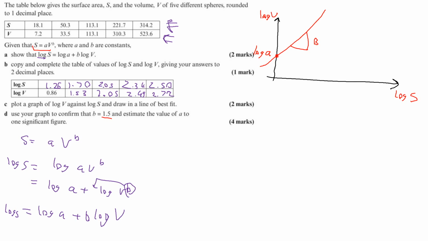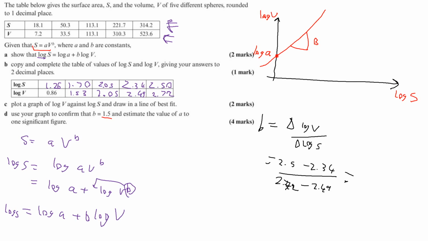Let's do that, shall we? So we know that B is the change in log V over the change in log S, which is going to be 2.5 minus 2.34 over 2.72, excuse me, minus 2.49, which is the same as 1.4375, which is roughly equal to 1.5. And I'm going to use 1.5 for this question.